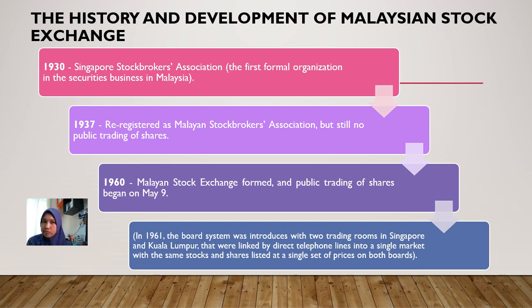And later, about 23 years later, the Malayan Stock Exchange was formed and public trading of shares began on May 9. In 1961, the board system was introduced with two trading rooms in Singapore and Kuala Lumpur, linked by direct telephone lines into a single market, with the same stocks and shares at a single set of prices on both boards. Meaning that in 1961, Malaysia was still far behind in terms of technology. Nowadays everything has changed. We are at par with the technological revolution, so everyone can buy stocks through handphone.